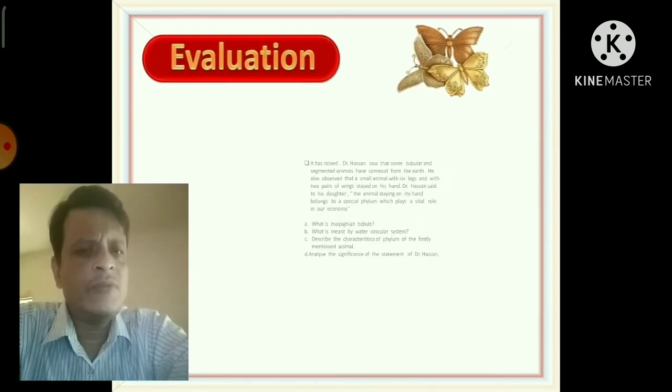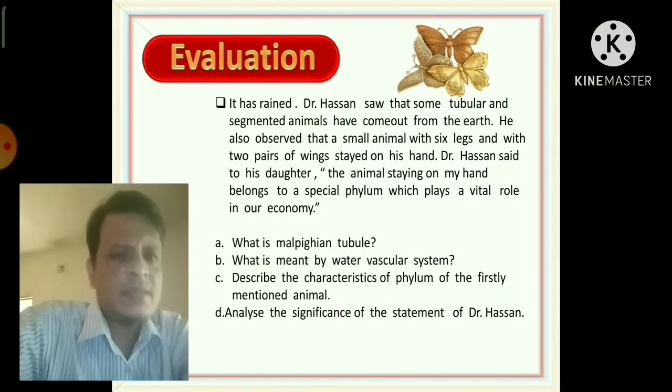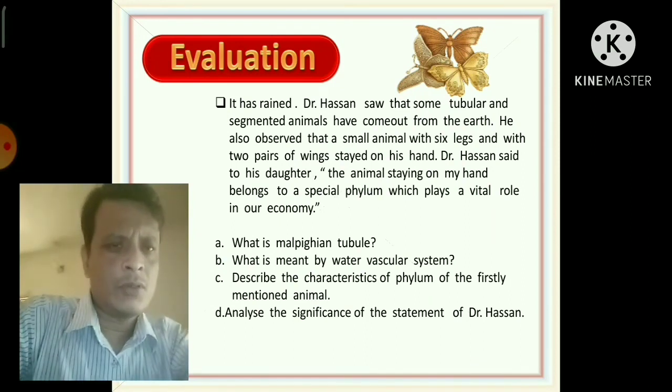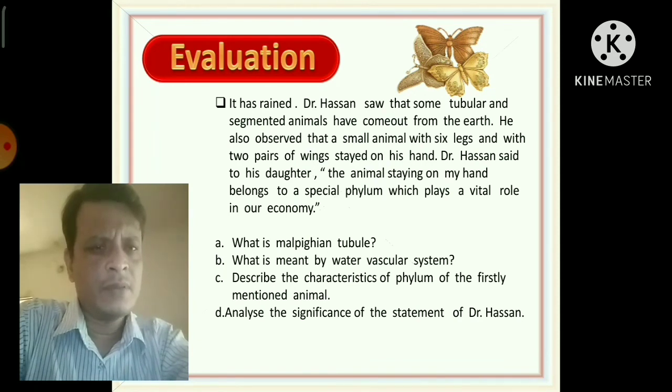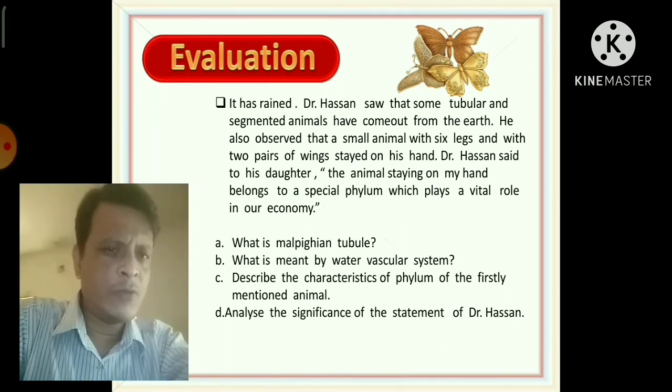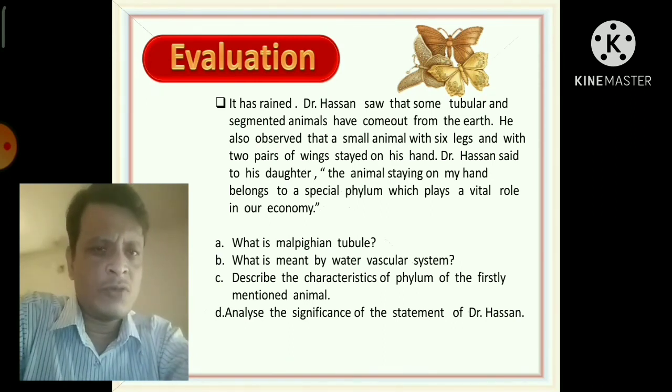Now the evaluation. Dr. Hassan saw that some tubular and segmented animals had come out from the earth. He also observed that a small animal with 6 legs and 2 pairs of wings stayed on his hand. Dr. Hassan said to his daughter, "The animal staying on my hand belongs to a special phylum which plays a vital role in our economy."